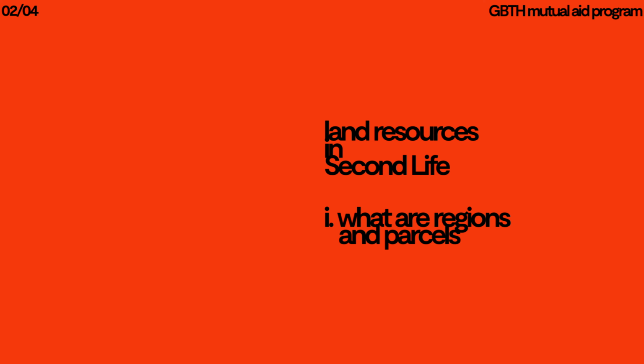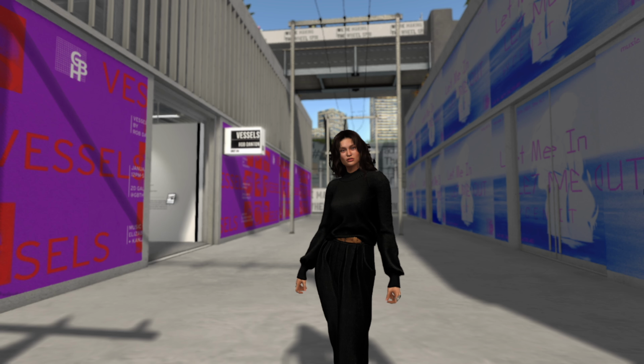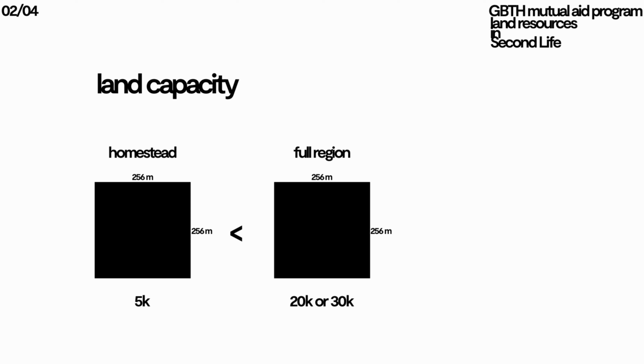In the second video, I'll guide you through land-related info and settings that will assist you and your visitors directly. Let's start by understanding regions and parcels. Second Life is divided into 256 by 256 by 4,000 meter islands that we also call regions or sims. The actual size is the same for all. What changes is the capacity to host more objects inside. Homesteads can host up to 5K, and full regions offer either 20 or 30K.